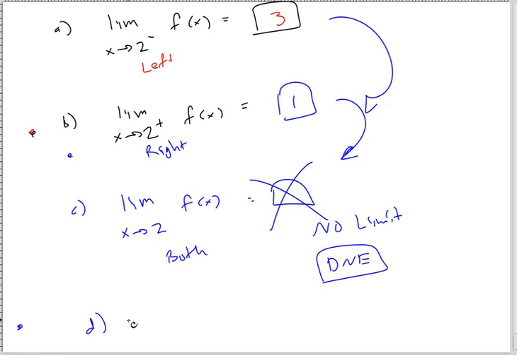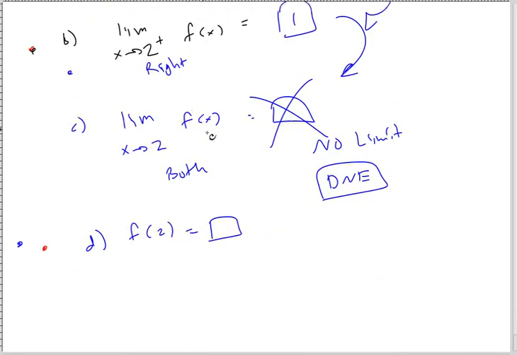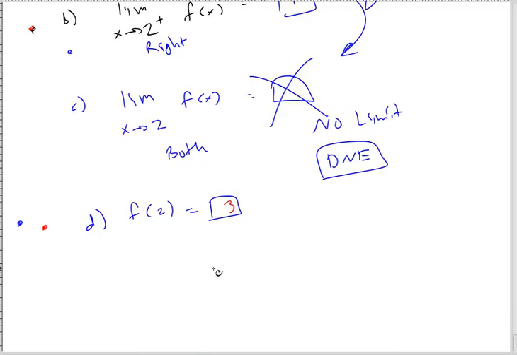Part D says, find f of 2. So they actually want the height of the graph at 2. If you remember, I already drew all over it: right here there was a solid point, and right here there was an open circle. The solid, of course, is the actual y value at that point. So when we plug it in, we get that 3. That's important to see. Part E says find the limit as x goes to 4 of f of x.